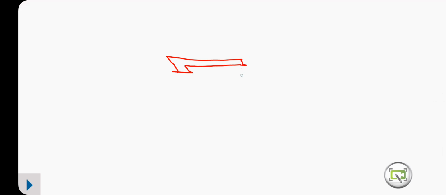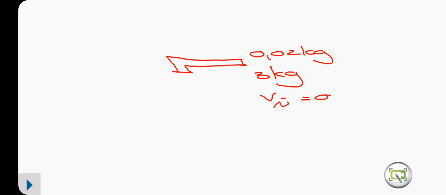The rifle has a mass of 3 kgs and the bullet has a mass of 0.02 kgs. They also tell us that initially the rifle is stationary, so the initial velocity of the rifle will therefore be 0. After the bullet has been fired, the rifle moves at a velocity of 1.4 meters per second.